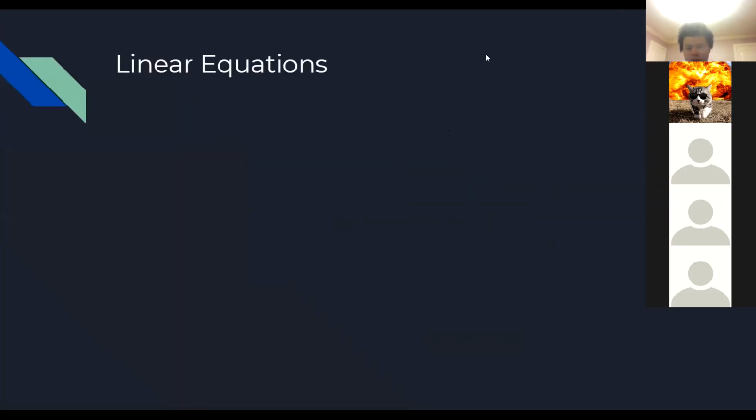So what we'll go over today is linear equations. We've gone over variables before. So if x is our variable, then a linear equation would only have the term x and a constant, which is a number like 5.